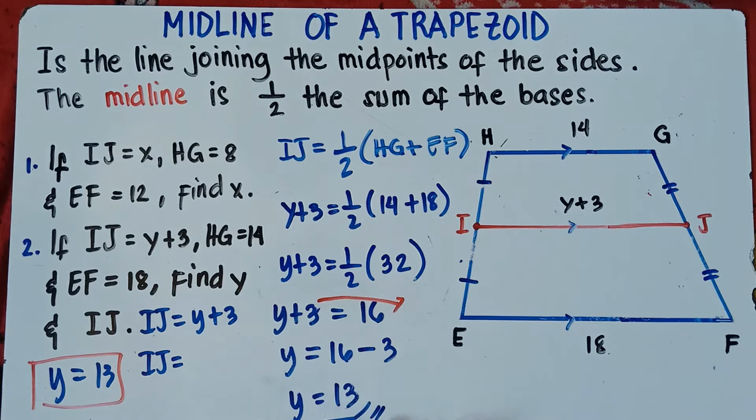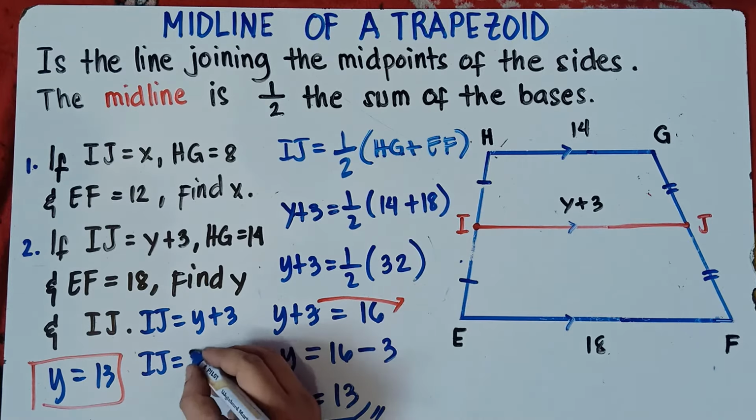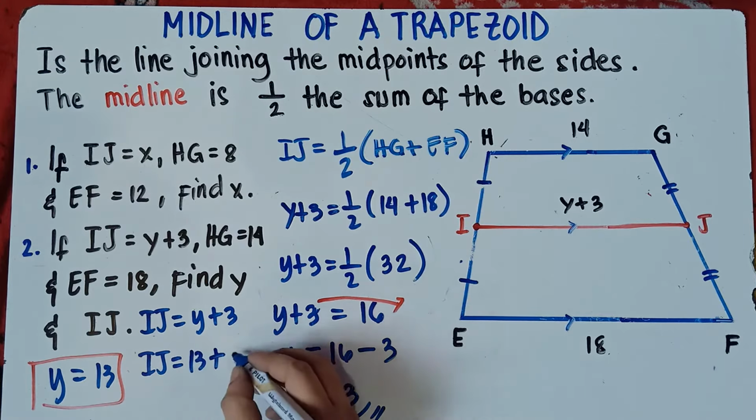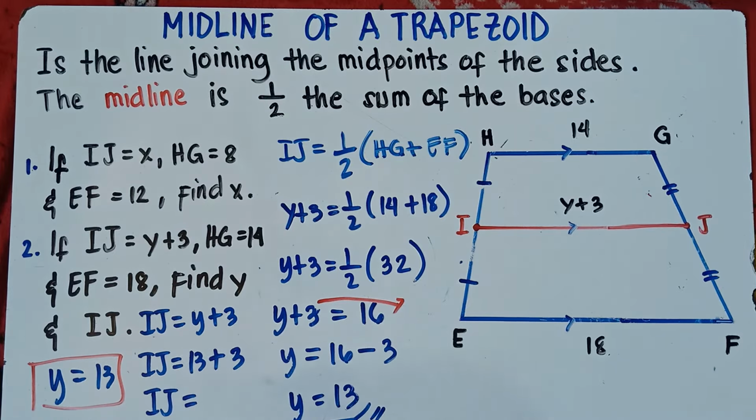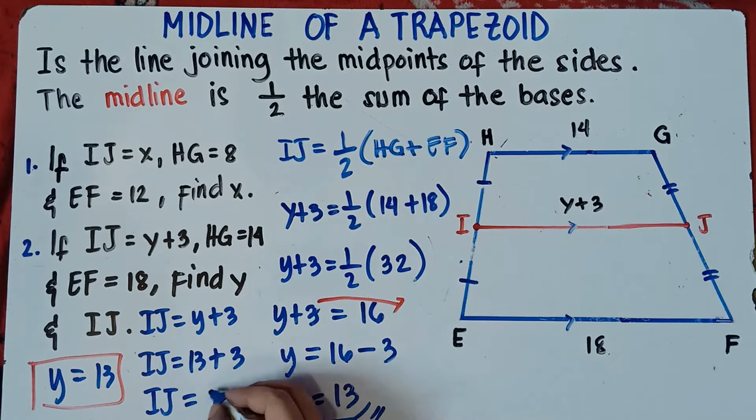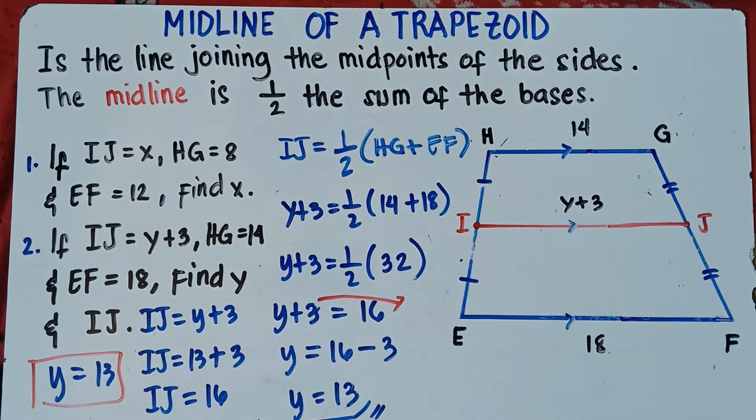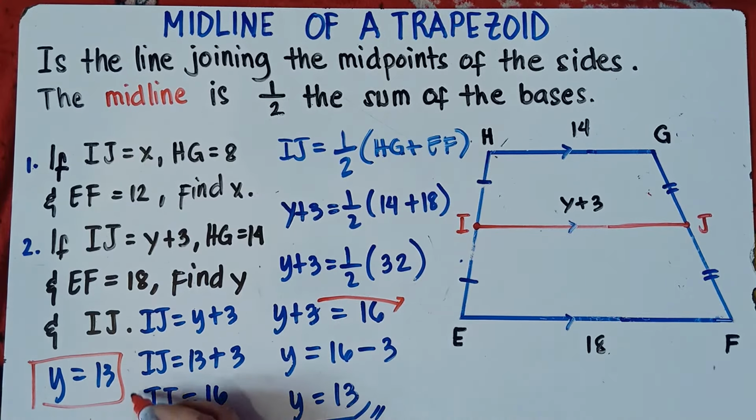So substitute the value of this 13, class. Okay, once again, substitute the value of y, that is 13. So that would be 13 plus 3. Therefore, ij is equal to 13 plus 3, class. What's the answer? That's correct. That is 16. That is ij, class, 16. Easy, right, for number 2?